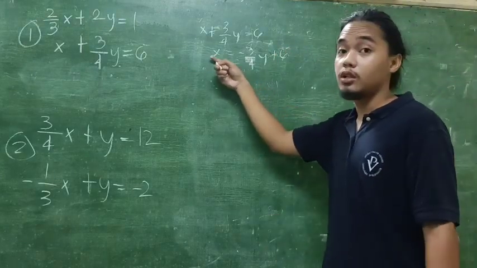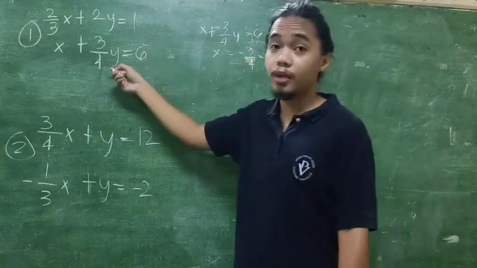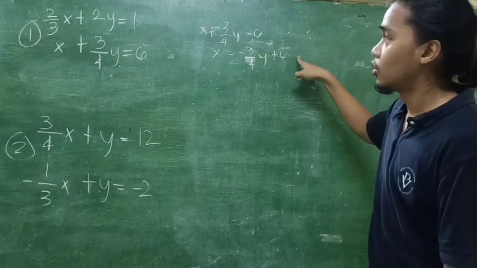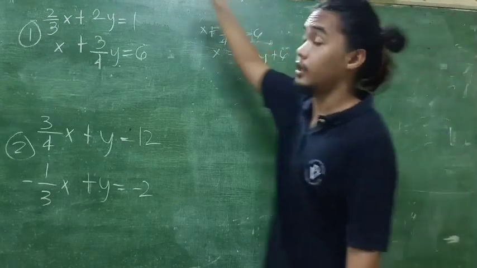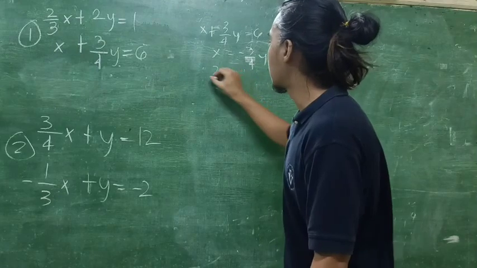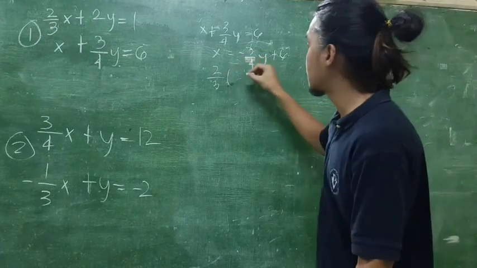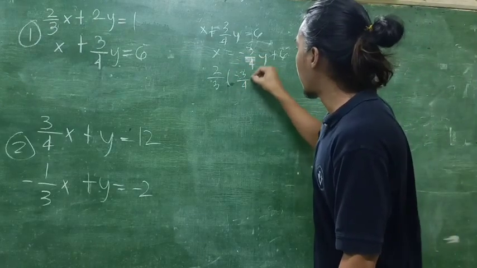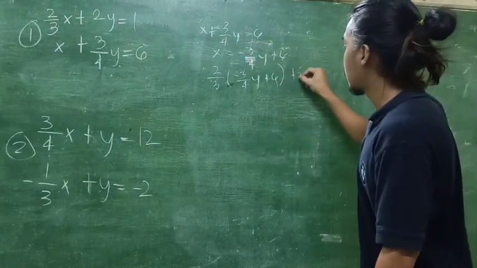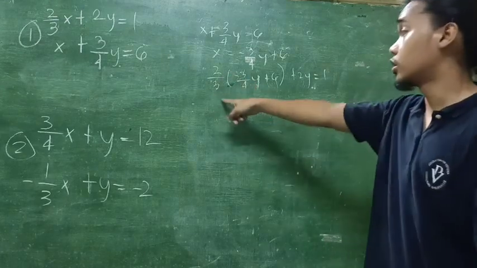We can substitute it in our equation. Note that we cannot substitute it here because technically they are the same. I just manipulated this equation. So what we're going to do is substitute it into the other equation. So we have 2/3 x, where the value of our x is negative 3/4 y plus 6, plus the 2y equals 1. Okay, distribute 2/3.